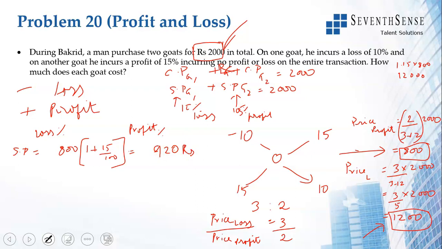So the goat that he purchased at 800, he is selling at a profit of 15%. I get the selling price as 920. This is the selling price of goat 1, which is the profit making goat. Selling price of goat 2 is 1200 into, it's a loss, so 0.9 into 1200, which is 1080.